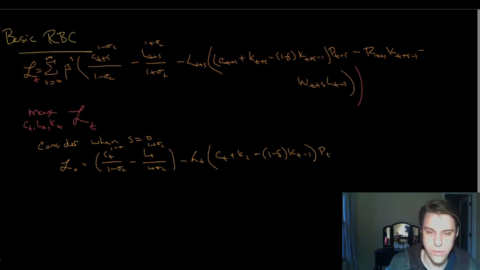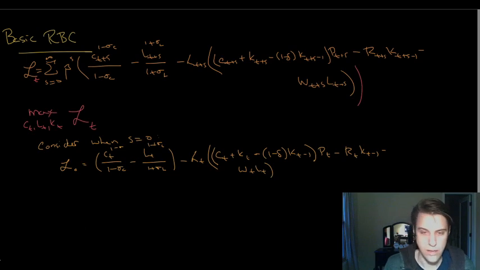Excuse me, there should be another parenthesis here. Minus rt kt minus 1, minus wt lt. Okay, that looks right.